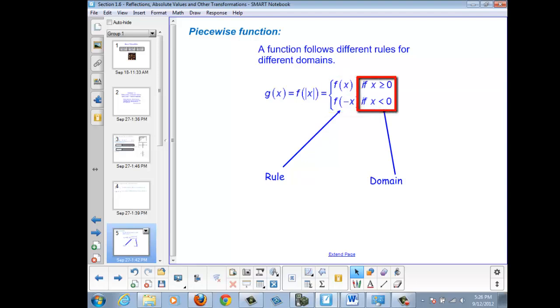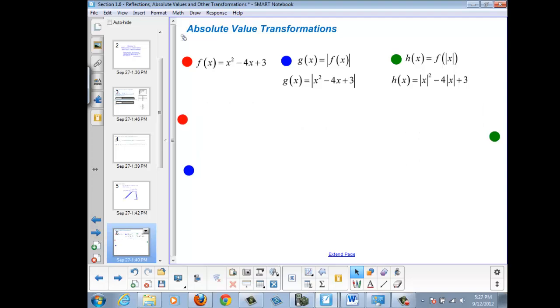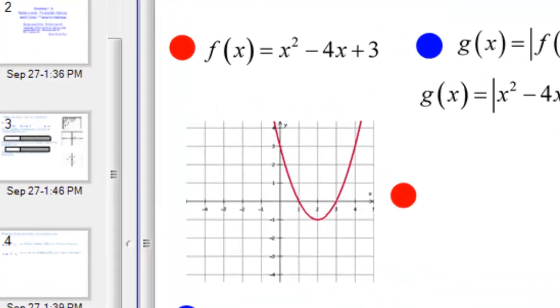So let's see how this absolute value with differing rules would affect the graph of a function. Let's start with a simple parabola, f of x equals x squared minus 4x plus 3. Now, if we put that into our calculator, why don't we all do that? We should get a graph that looks like this, with a y-intercept of 3 and x-intercepts at 1 and 3.